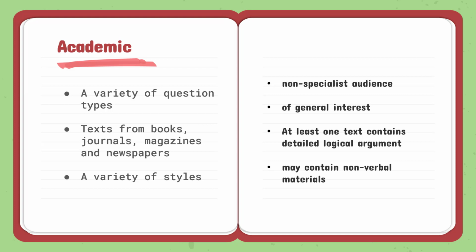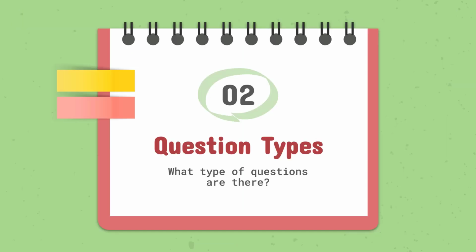So we can see that it is not only a test of language, both in general and academic, but the academic module is more designed to test how well the test takers can handle a detailed logical argument. Of course I should also add that the number of questions does not change. 40 questions for general and academic modules, and 1 hour for the whole thing, and 20 minutes for each reading passage.